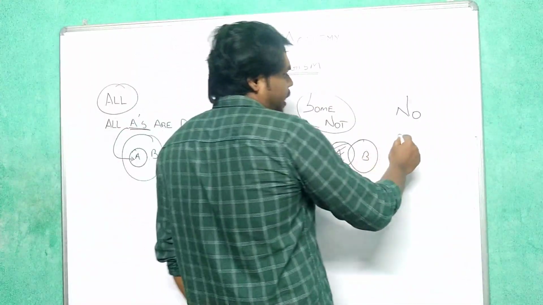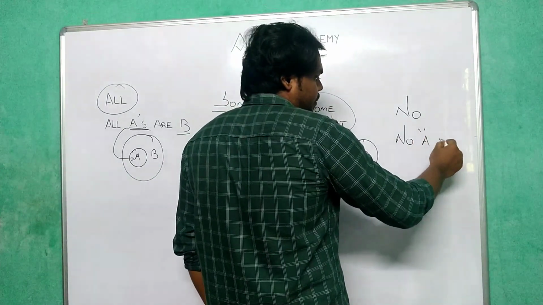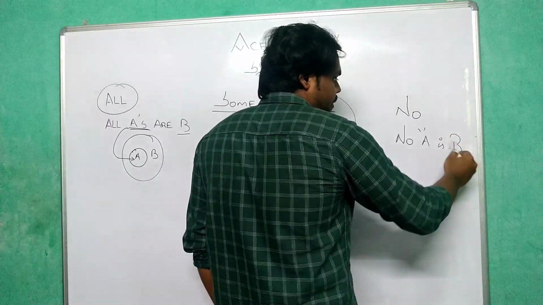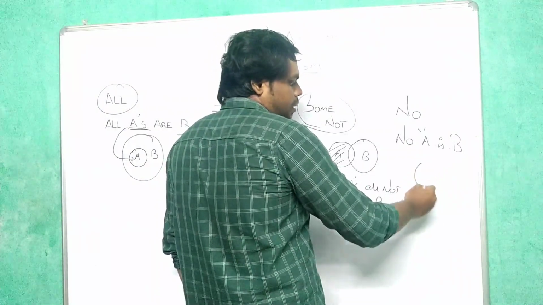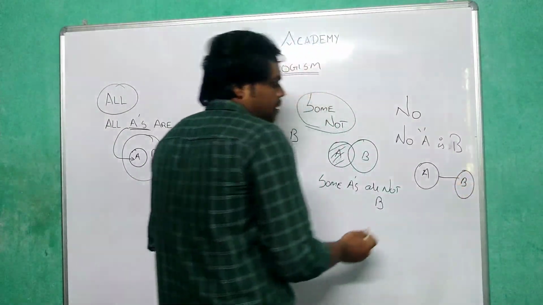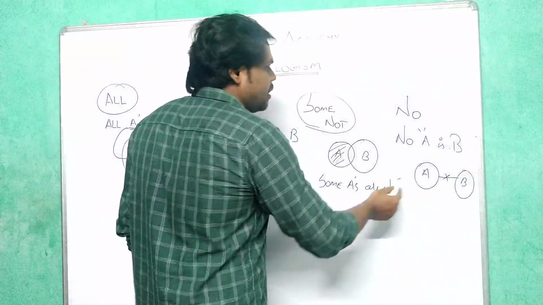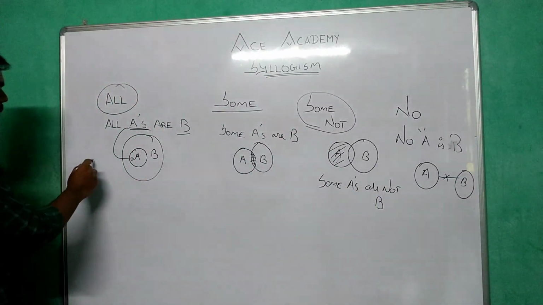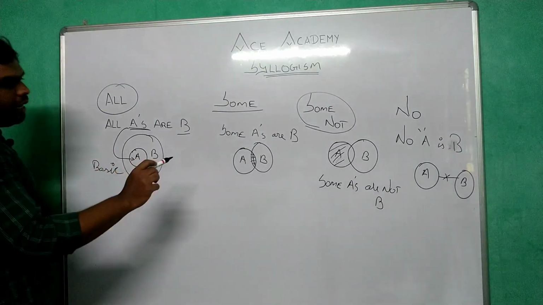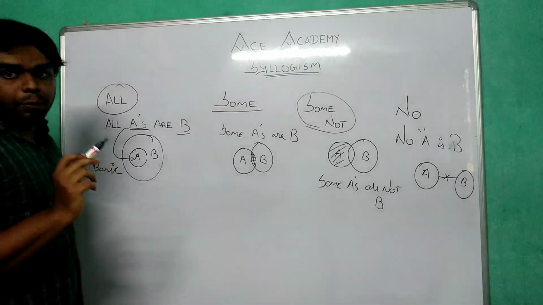If I say no A is B, we simply draw A and B separately. We have no connection between A and B. So this is how we draw the basic diagrams. Please understand and remember these. They are very important and crucial to solve syllogism. Now we will move on to possibility diagrams.